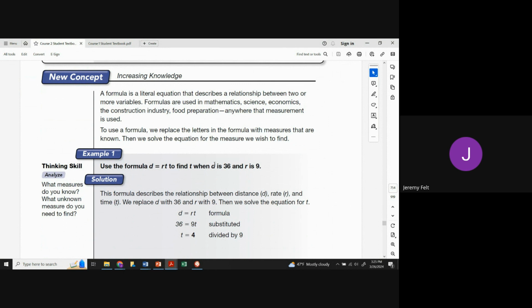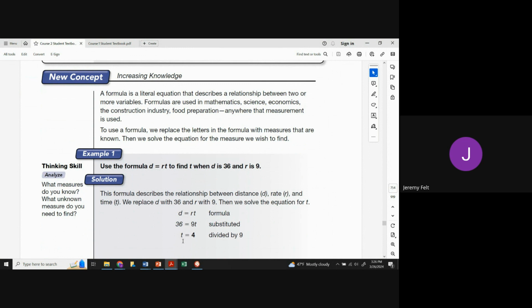So if we're given distance, d, and rate, we can just plug in. Distance is 36, 9 is the rate. What's the time? Well, we're just going to get t by itself, and we're going to end up with 9t equals 36. We divide both sides by 9 to get t equals 4, or 4 equals t. Again, we usually put the variable on the left and then the number values on the right. But 4 equals t and t equals 4 is the same thing.